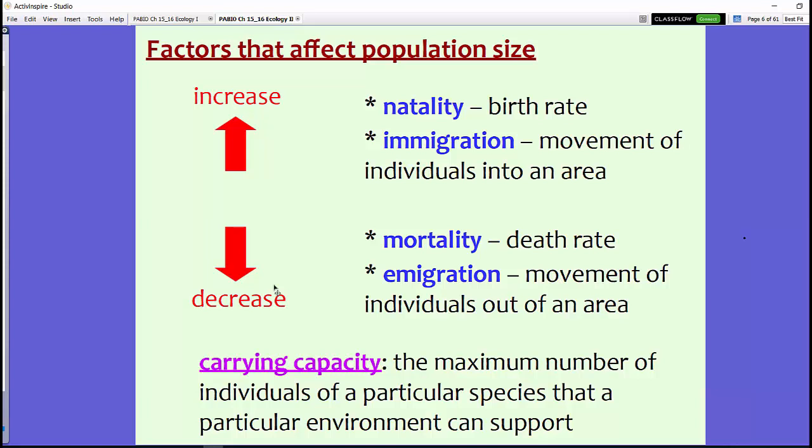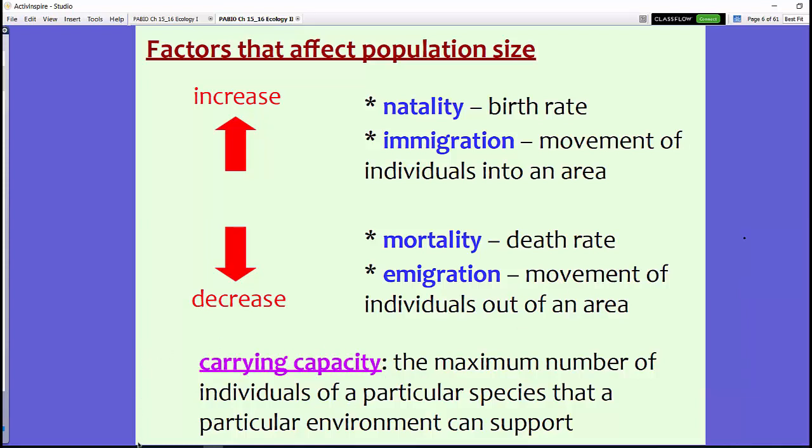When we see a decrease in population size, that could be due to mortality, which is the death rate, or emigration, and that's the opposite of immigration. This is where individuals or populations move out of an area. So let's say we were to move to Canada, for instance, that would be an emigration from the United States versus an immigration where we have Canada moving into the US. So that's the difference here.